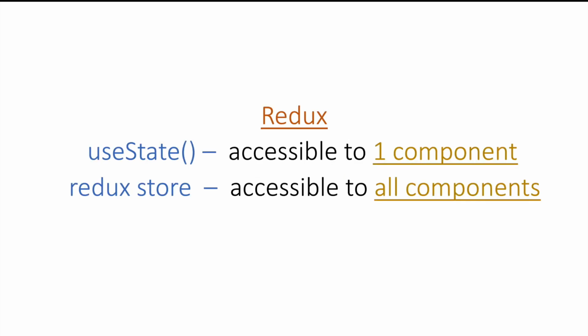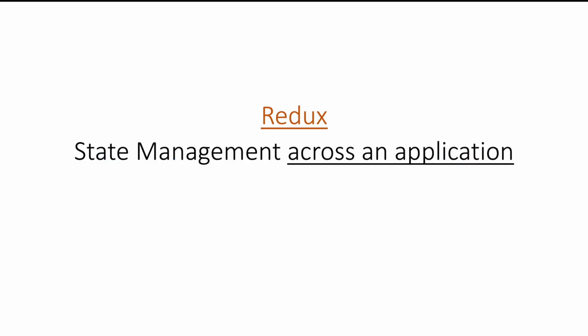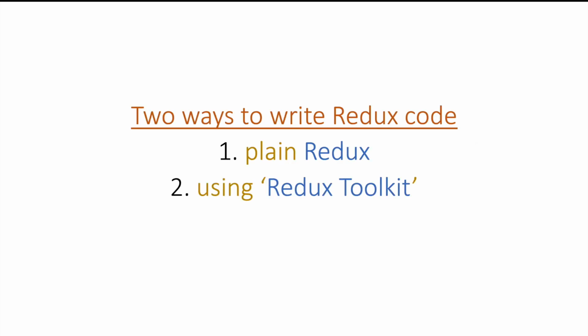So if we compare Redux with the useState React Hook, a state variable created using the useState React Hook is accessible within one component. However, if we put some data within a Redux store, that becomes accessible to all components in the single page application. And that is why Redux is usually described as a library that is used for state management across an application.